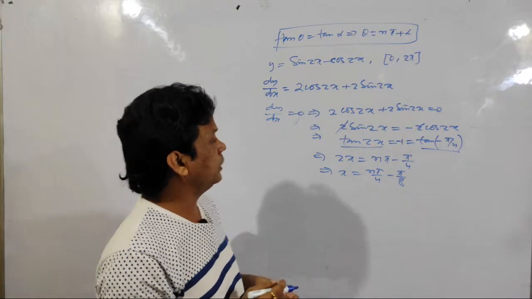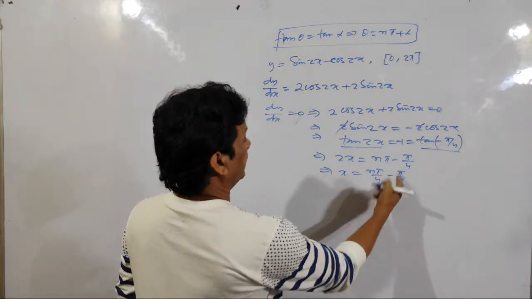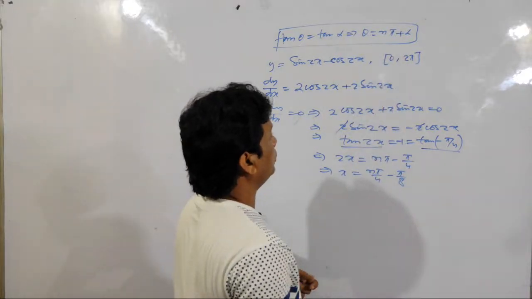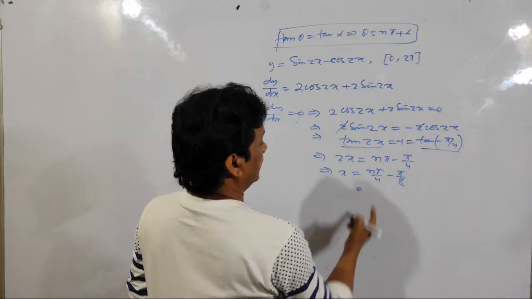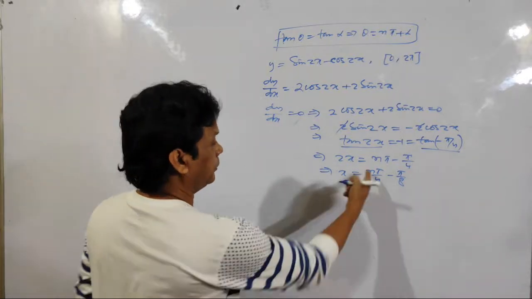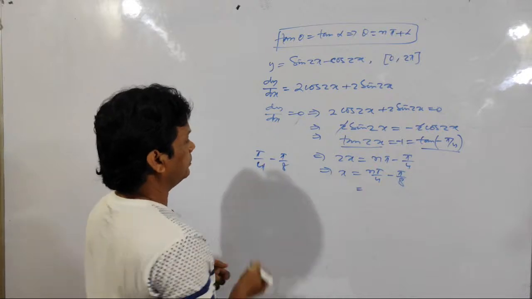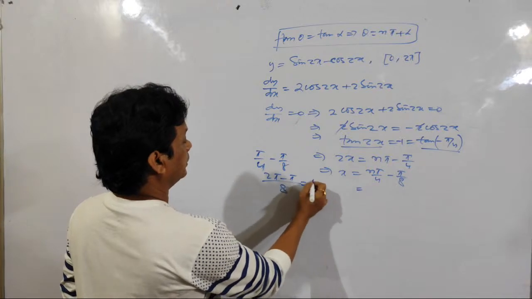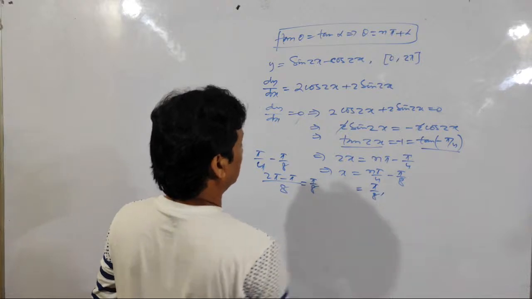So if we put n is equal to 0, it will become minus pi by 8. So it is not present in between 0 to 2 pi. So then put n is equal to 1. What will be the answer? If we put n is equal to 1, it is pi by 2 minus pi by 8. Take the LCM 8. It will be 4 pi minus pi, it will be 3 pi by 8. Clear?